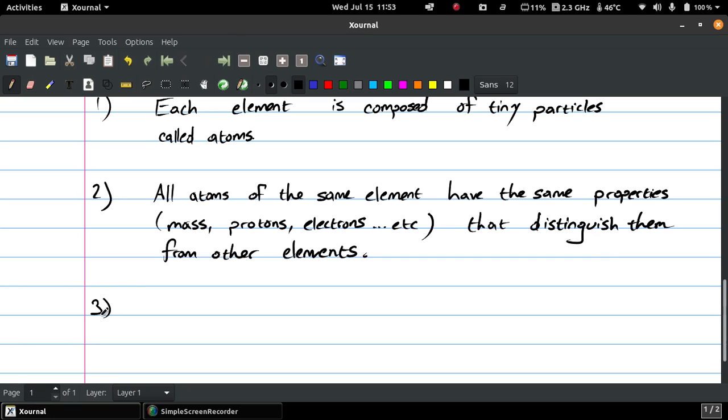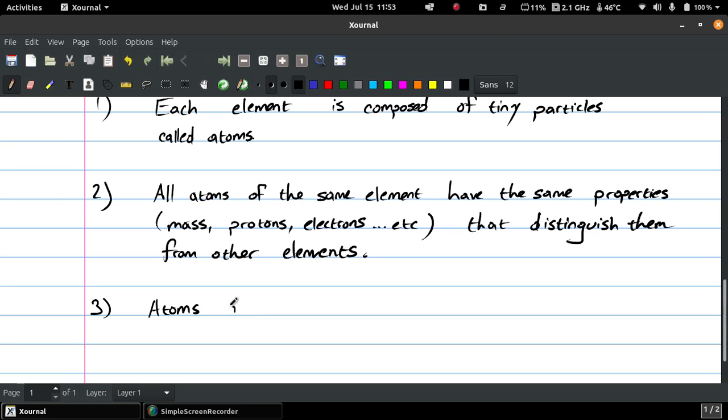So, 3. Atoms combine in simple whole numbers to form compounds. So that means that they have specific ratios that they join together. I'll get into that a little later. We're not going to really touch on that today, but it is important for you to be aware. You don't say, hey, I have half of an oxygen atom. It doesn't work that way.